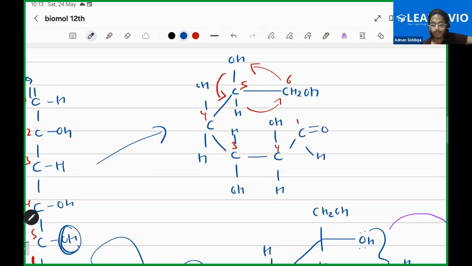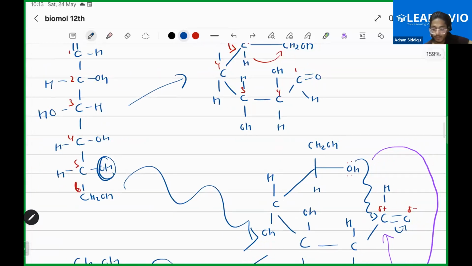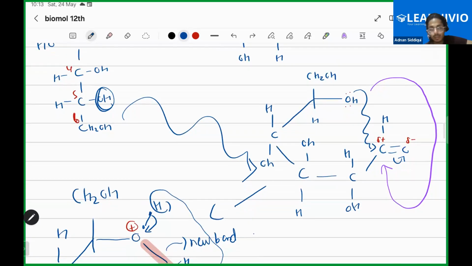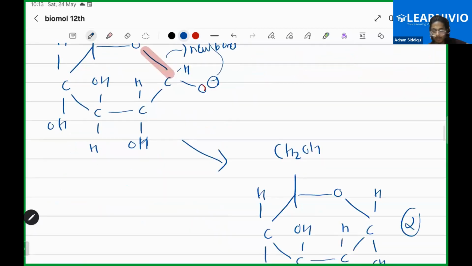Why is this rotated? Because we need to make the bond through this carbon, and the bond is done through this oxygen. So this oxygen is needed to be here. So we need to do the rotation, and we will get this orientation. Once we get this, we will simply attack. This will be transferred here. This will get positive charge. Then it will gain this H positive, and we will get our product.